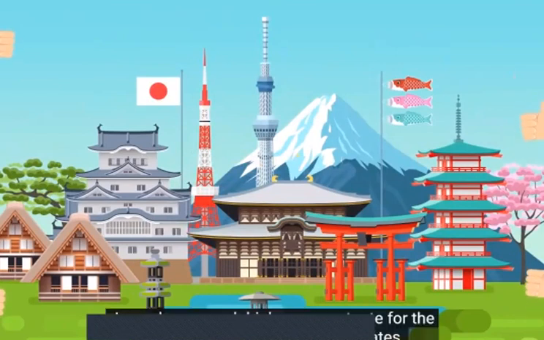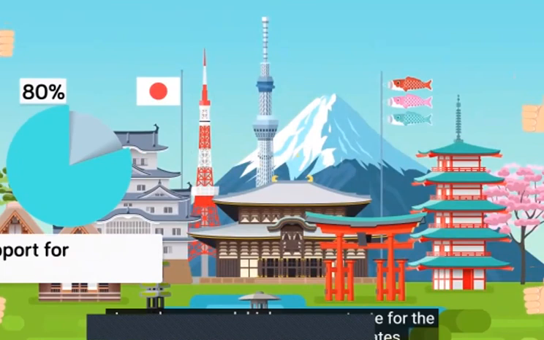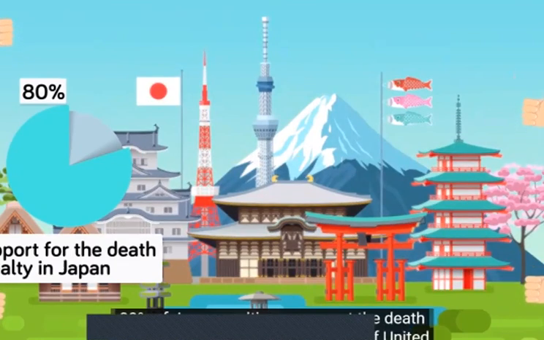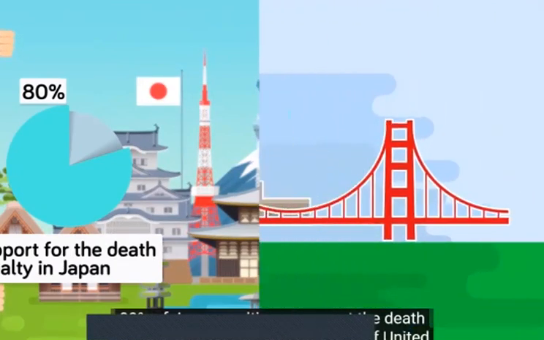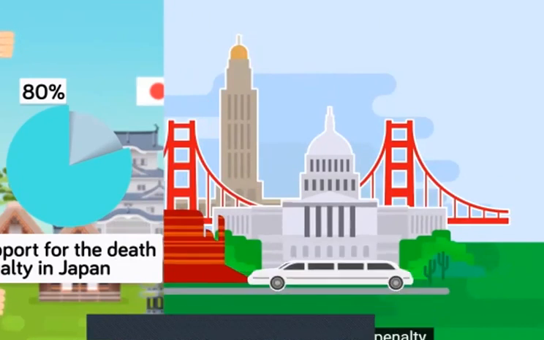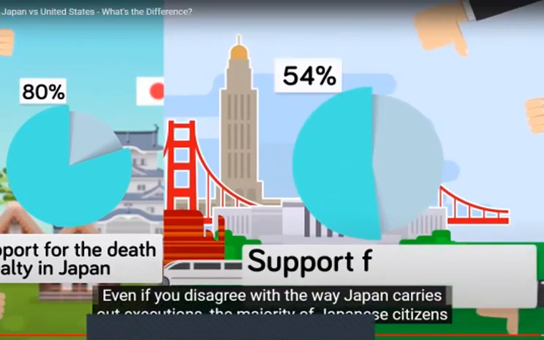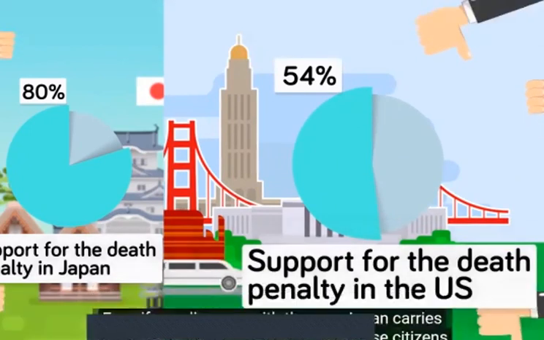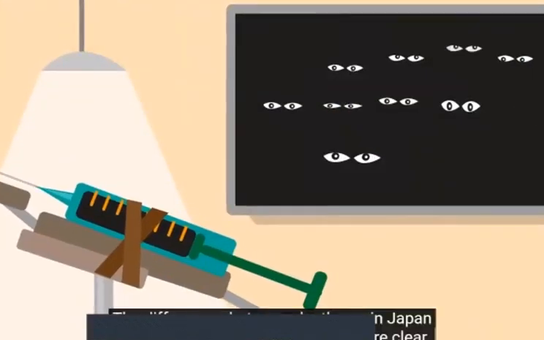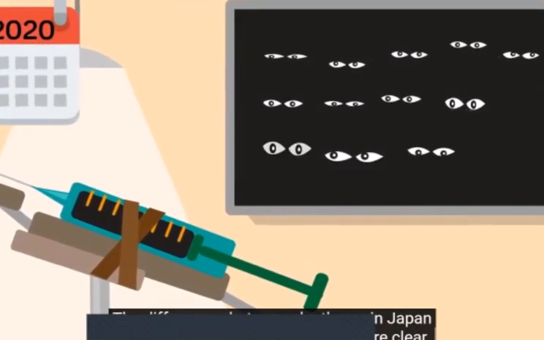Japan has a much higher support rate for the death penalty than the US. 80% of Japanese citizens support the death penalty, whereas in 2018, only 54% of United States citizens support the death penalty. Even if you disagree with the way Japan carries out executions, the majority of Japanese citizens do not. The differences between death row in Japan and death row in the US are clear.